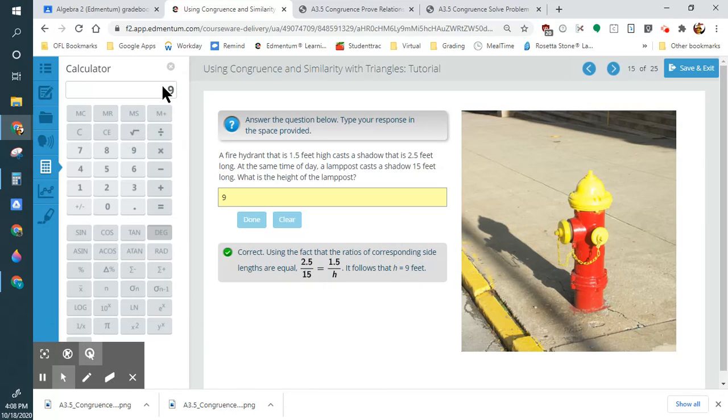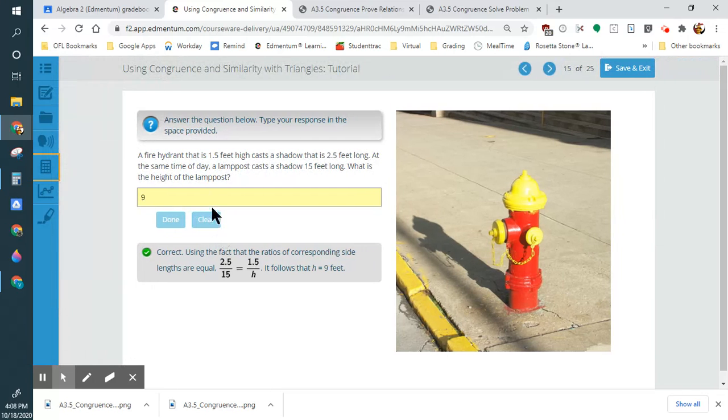I'm really annoyed at the fact that even though 9 point should be the same as 9, it said I was wrong the first time.